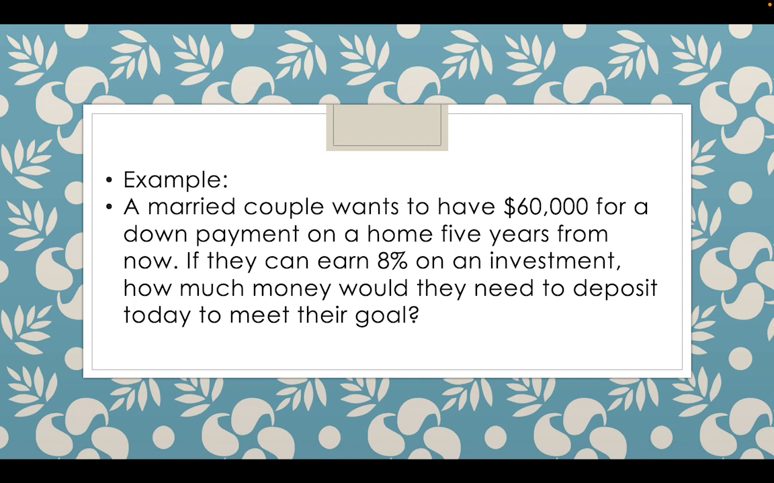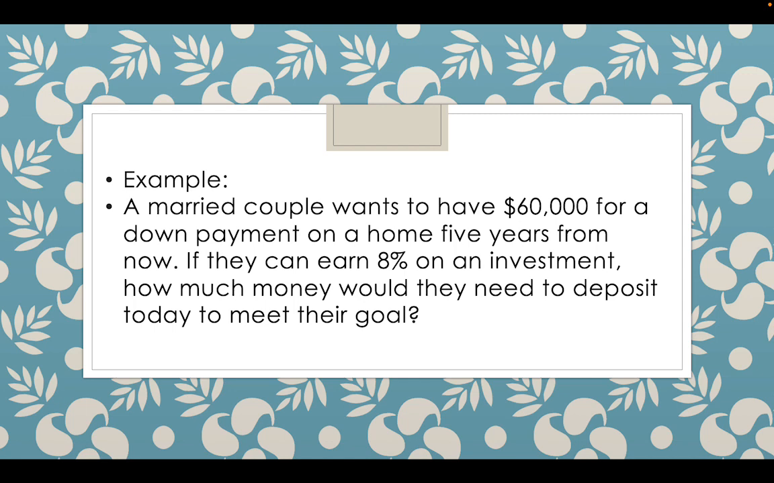So here's an example. A married couple wants to have $60,000 for a down payment on a home 5 years from now. This is a very common thing for newly married couples to do. They typically want to buy a house, and houses generally require down payments, and even if they don't, you should have a down payment. And they want $60,000 for a down payment on a home 5 years from now. So notice here, they know the future value. They want to have $60,000 5 years from now.